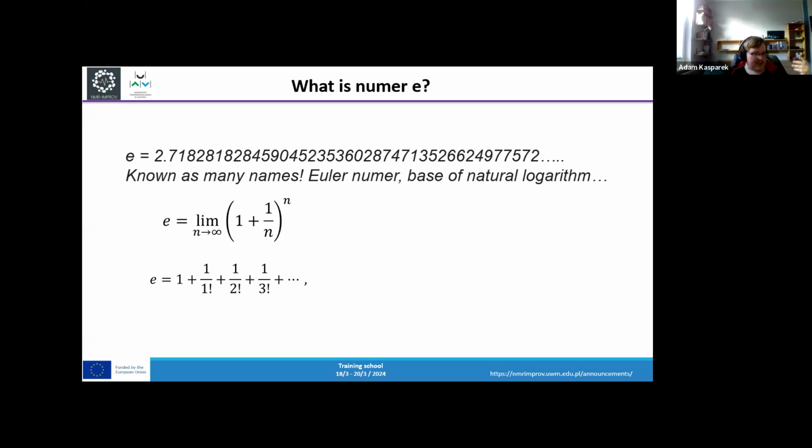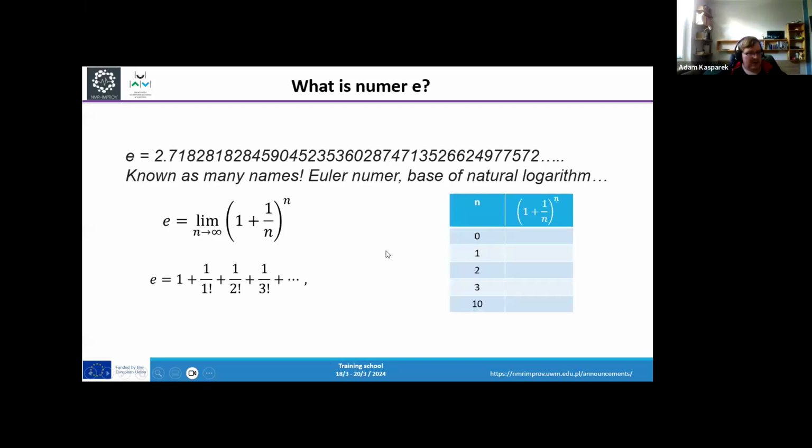This is another of its properties: e is 1 plus 1 divided by 1, plus 1 divided by 1 multiplied by 2, plus 1 divided by 1 multiplied by 2 multiplied by 3, so 6, and so on. And now, if someone would like to calculate it, he can see that it's slowly going towards this value, this limit.